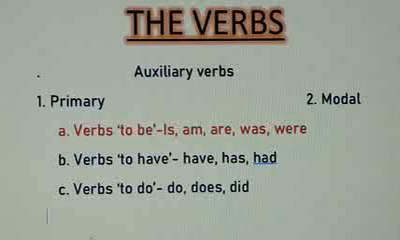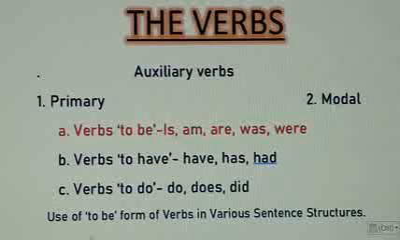In the verbs to be form, I also explained to you about the use of is, am, are, was, were, that where we need to use is, am, are, or where we can use was, were. Once again, let me tell you, is, am, are we can use in present tense only, and was, were we can use in past tense, right? But right now, my dear children, in this lecture, I will teach you how we can use verbs to be form in the structure. In what kind of structure we can use verb to be form. Okay, let's see. Use of to be form of verbs in the various sentence structures.